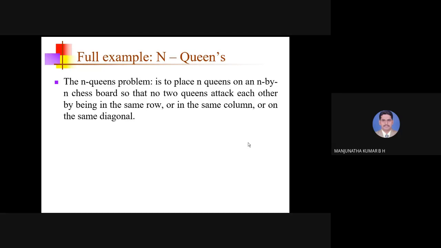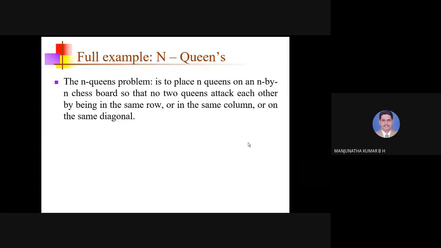So there we have to place n queens. There are some conditions. It's not like you can place the queens anywhere on the chessboard. The conditions are that no two queens attack each other by being in the same row, the same column, or the same diagonal. Is the constraint clear?